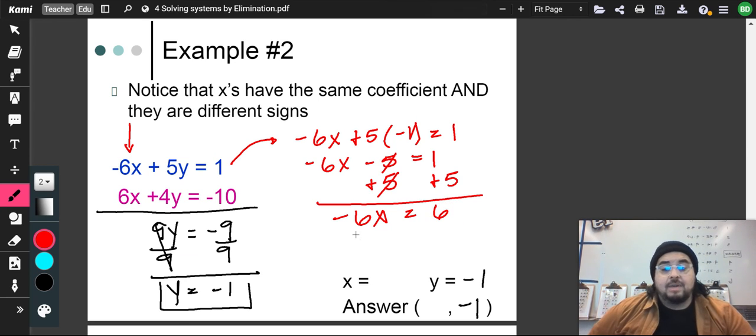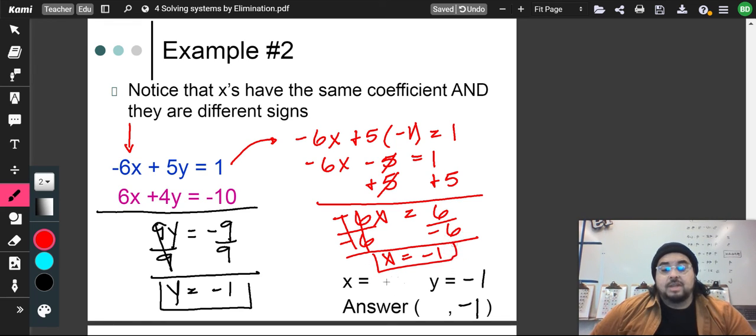I'm going to divide by the number in front of x. I'm going to divide by negative 6. And when I do that, x equals 6 divided by negative 6 is negative 1. So our x value turns out to be negative 1 as well. And so the point of intersection, the solution to the system, is negative 1, negative 1.